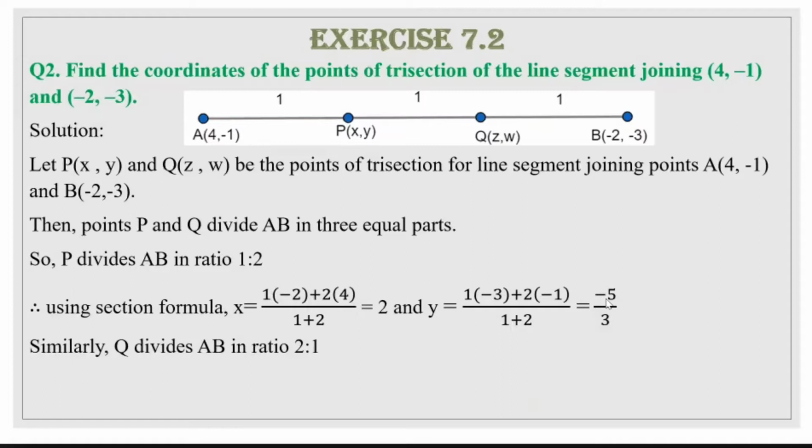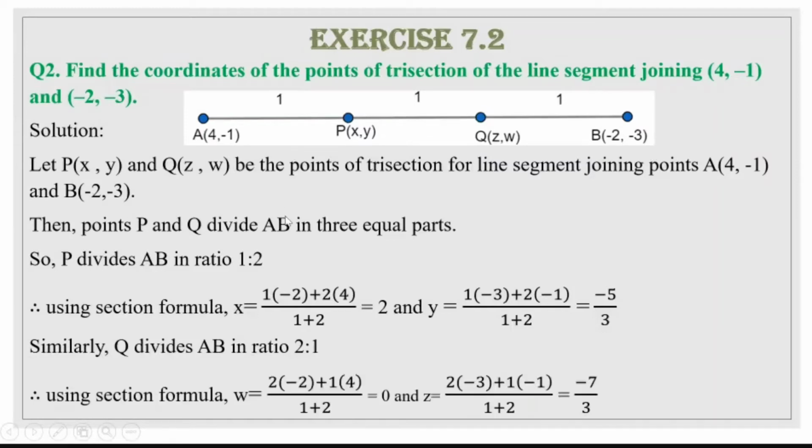Similarly, for Q, I told you we can do it in two ways. One, that Q will be the midpoint of P and B. Other, that Q divides AB in the ratio of 2 is to 1. If I take it that way and use the section formula, I get the coordinates of point Q. The x coordinate, that is z, will be given by (2 into -2 plus 1 into 4) upon (2 plus 1), and the y coordinate by (2 into -3 plus 1 into -1) upon (2 plus 1), which comes out to be 0 and -7/3. So this is how we can find the coordinates of points P and Q.